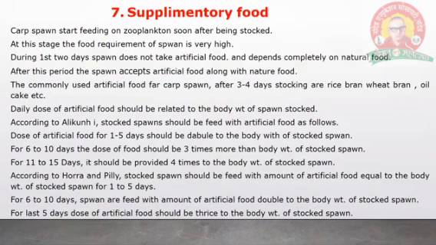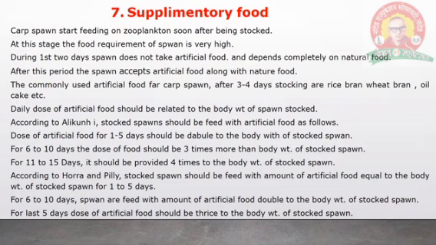Then the supplementary food is very important. Carp spawn feed on zooplankton after being stocked. At this stage the food requirement of spawn is very high, because after this period the spawn accept artificial food along with natural food. At a time it feeds on artificial and natural food also. That time it is very important to give food. Commonly used artificial food for 3 to 4 days after stocking is rice bran, wheat bran and oil cake. Natural food present in the water is zooplankton and phytoplankton.